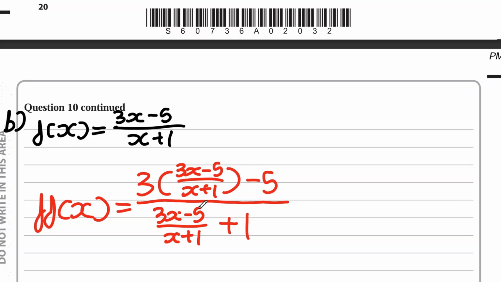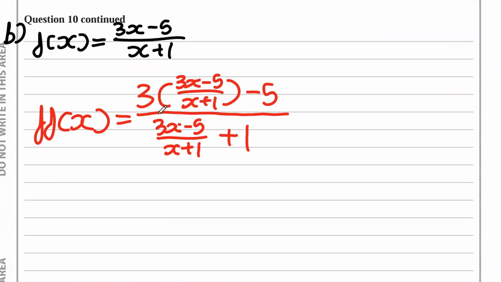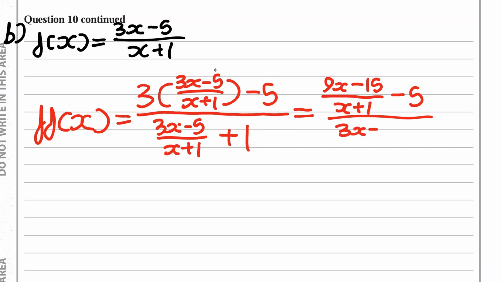And we need to show that this here can be written in this format, so we need to do some simplifying. So firstly, we have this 3 multiplied by this fraction here. So if we expand this, it's going to be 3 multiplied by this numerator here. So 3 times 3x is going to be 9x. Then 3 times minus 5 is going to be minus 15. This is over x plus 1, and then minus 5, and this is over 3x minus 5 over x plus 1 plus 1, like this here.